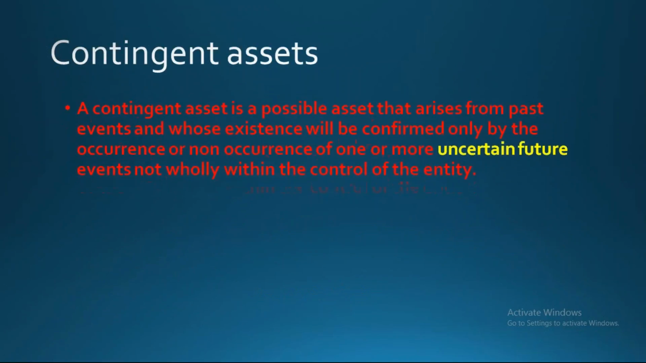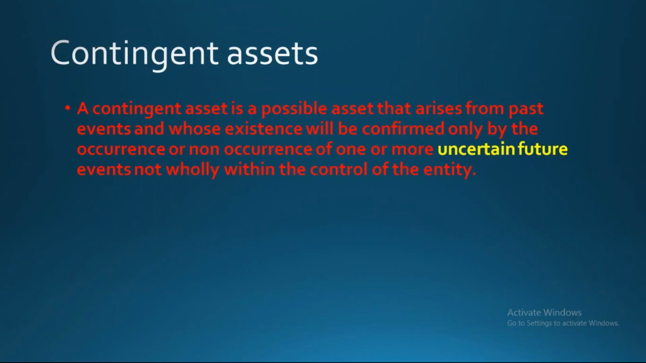What is a contingent asset? This is the opposite of a liability. This is again like a probable asset. It arises from past events and will be confirmed only by the occurrence or non-occurrence of one or more uncertain future events, not wholly within the control of the entity. Now, can you think of a contingent asset, Fiona?